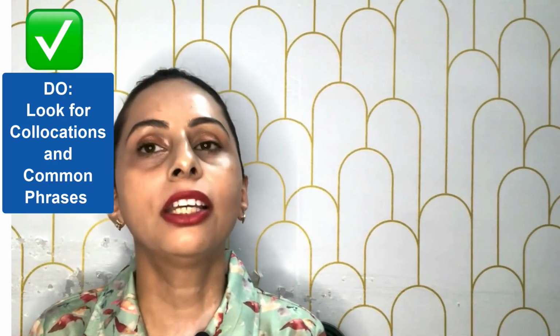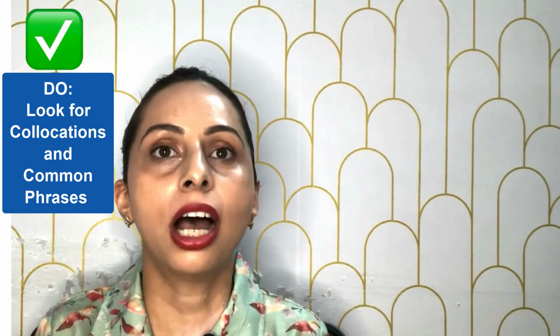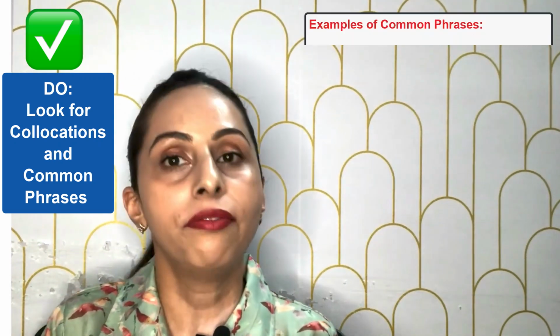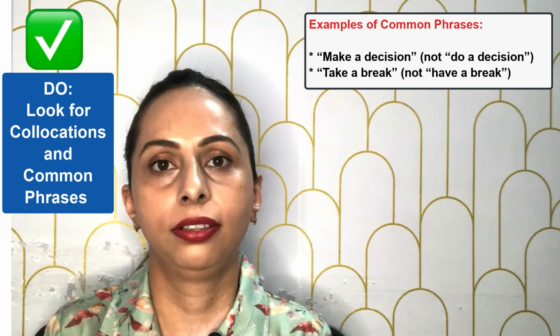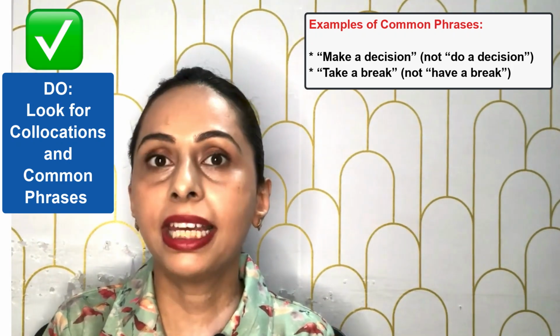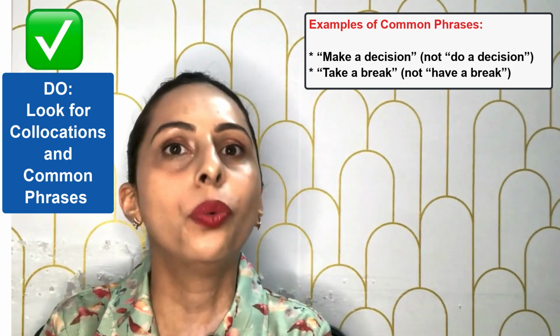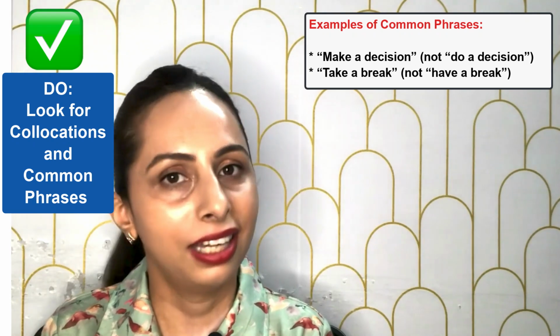The other tip, we should look for collocation and common phrases. Now you might be thinking, what are collocations? Collocations are words that naturally go together. Let's understand it with some examples. We make a decision. You getting my point? We make a decision. We don't do a decision. Understand?